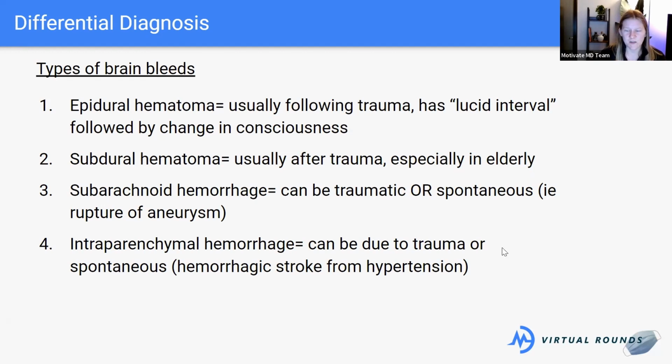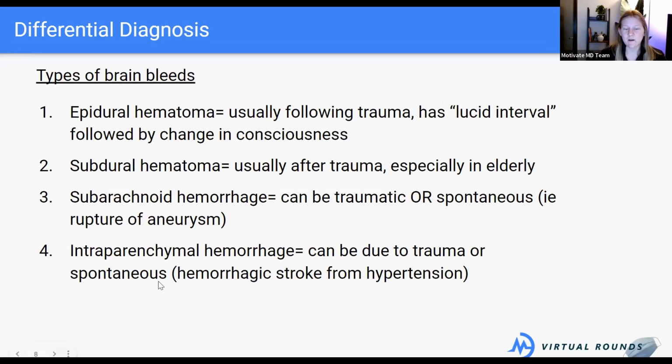The third one that Chase already mentioned was a subarachnoid hemorrhage. And this can be due to traumatic causes, or it could also be spontaneous. One of the most common causes of a spontaneous subarachnoid hemorrhage is the rupture of an aneurysm that can just happen when you're sitting on the couch, when you're laying in bed, when you're sitting at a desk or something. It doesn't have to be that you have a head trauma or that you're doing any particular activity. And then the last one is an intraparenchymal hemorrhage, and this is also known as a hemorrhagic stroke. And this can be due to trauma or be spontaneous, which would be like that hemorrhagic stroke from something like hypertension as an underlying cause.